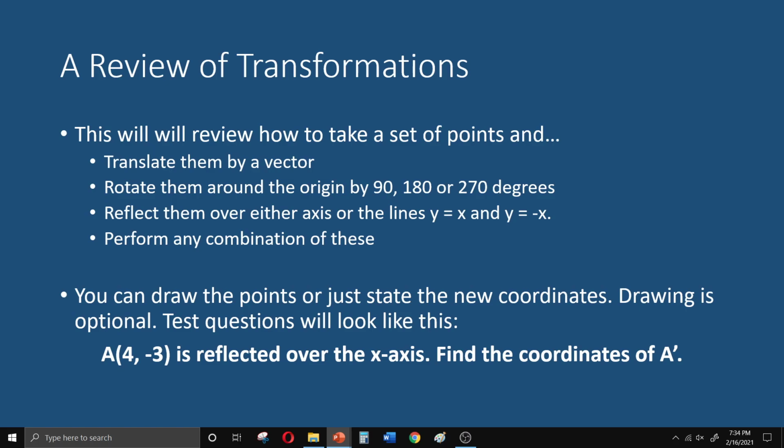And when you're on the test, you can just state the new coordinates. You don't have to draw a picture, although that is helpful for many of you. So if you want to use graph paper or anything like that, you certainly can. But a test question is just going to ask you to state the coordinates of the new point. So you don't have to draw pictures unless you find that useful.